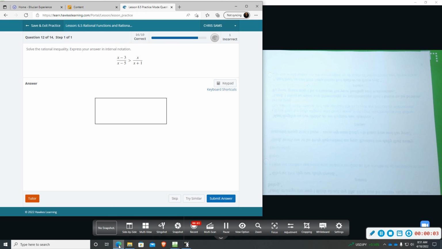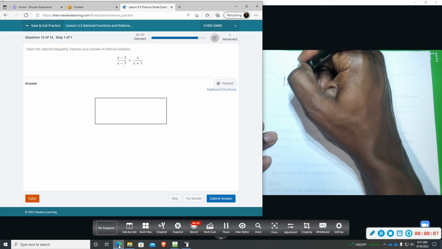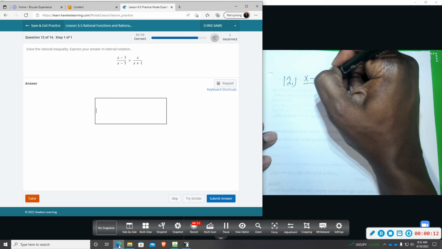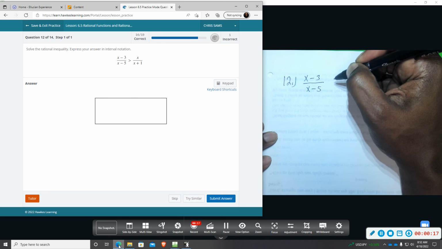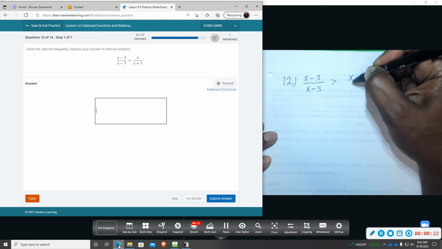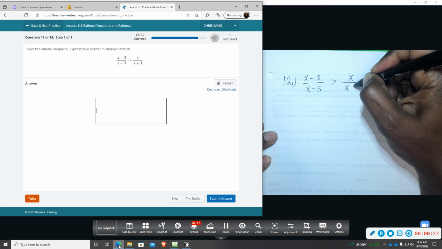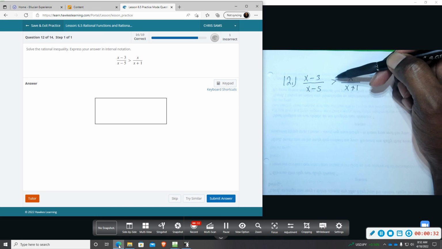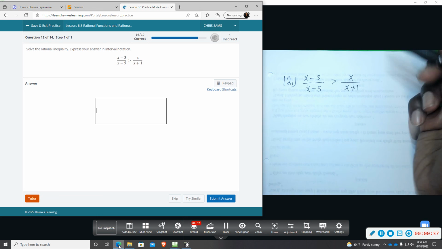All right, number 12, we want to solve this rational expression. First, we're going to start out by finding critical values that make the denominator 0. And then we'll find out what values make the whole expression 0. So we have x minus 3 divided by x minus 5 is greater than x divided by x plus 1.